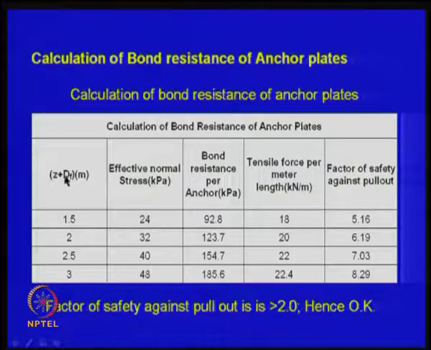I just calculated Z plus df, and then the effective normal stress, 24 kPa, 32 kPa and so on, you can calculate. Bond resistance as per anchor you can calculate, the tensile force per meter is already given, we got it from the previous table for each layer, and the factor of safety against pullout I calculate using that particular equation, and then get these numbers to calculate the bearing stress also.